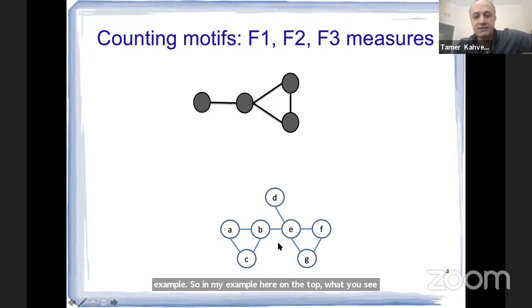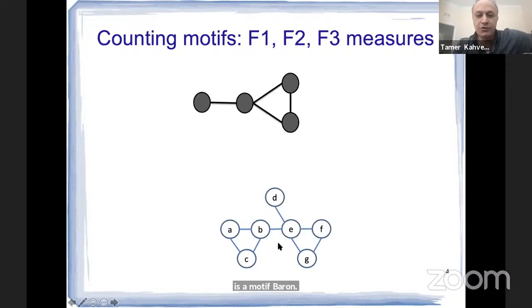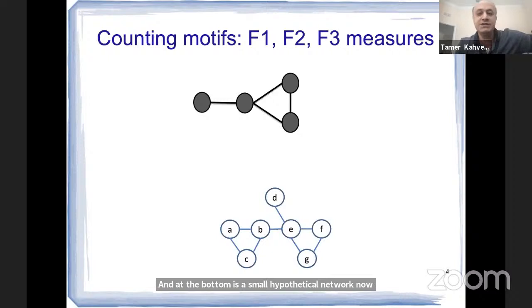And at the bottom is a small hypothetical network. Now let's start with the F1 measure. The F1 measure simply says that I'm only interested in the number of possible ways to place this motif on top of the target network. For example, I can place my motif on the network like this, or like that, or like that. So there are 3 different ways to do this placement. So the F1 measure says that my count is equal to 3.